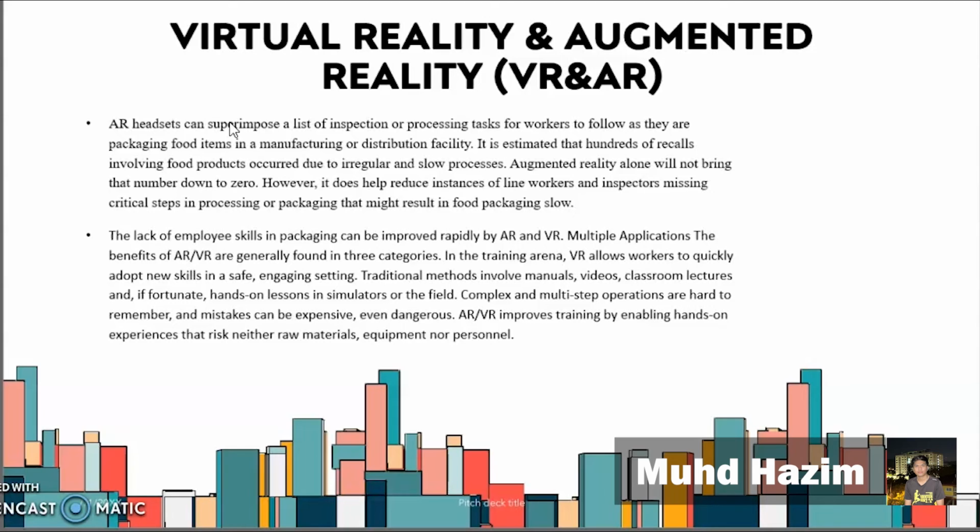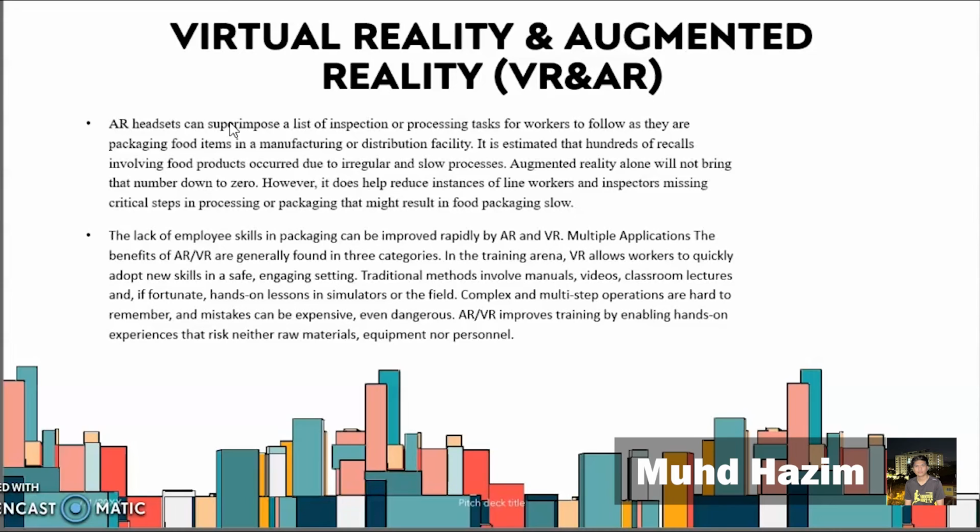It is estimated that hundreds of recalls involving food products occur due to irregular and slow processes. AR alone will not bring that number down to zero. However, it does help reduce instances of workers and inspectors missing critical steps in processing or packaging that might result in food packaging slowdowns. The lack of employee skill in packaging can be improved rapidly by AR and VR.